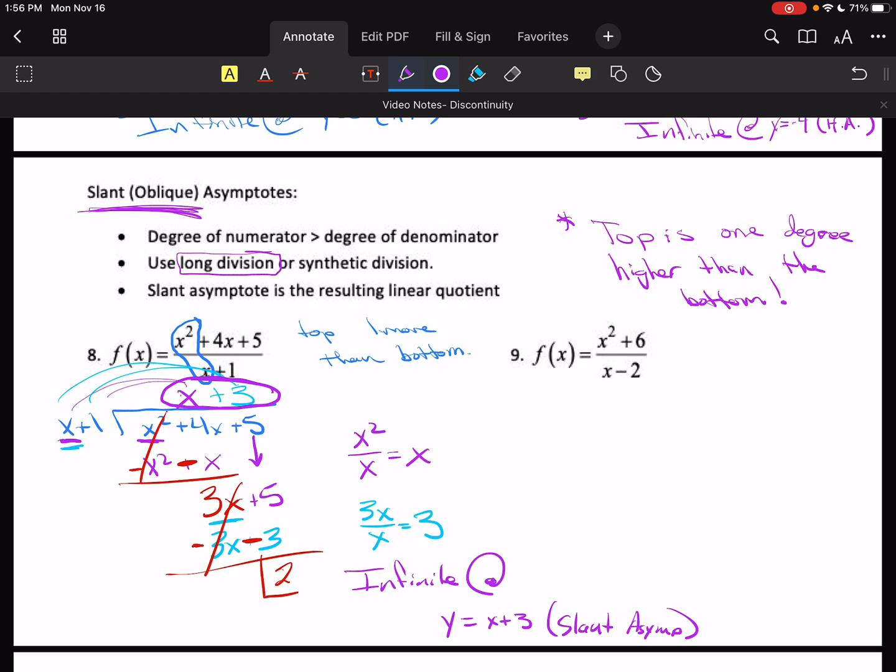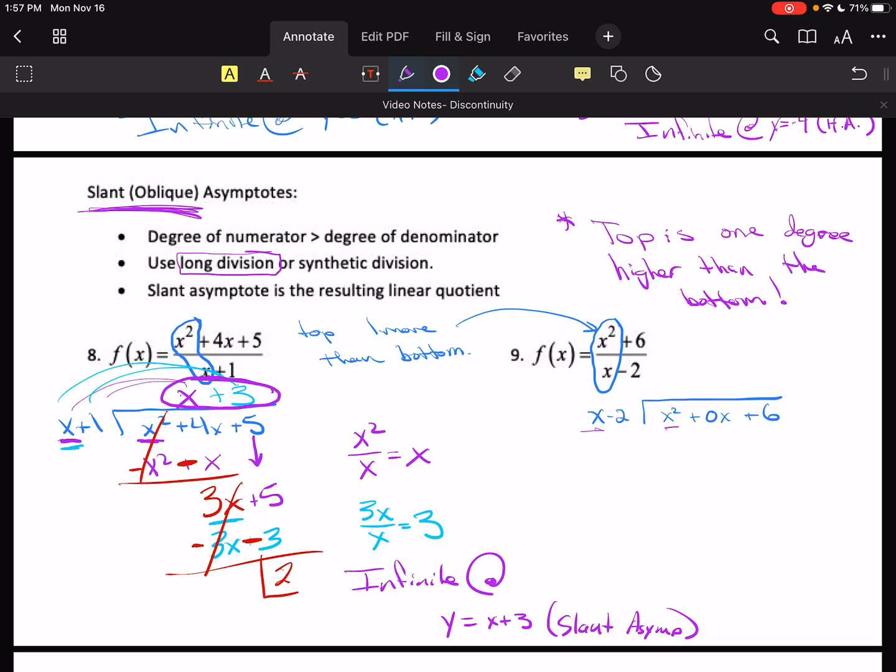All right, let's look at number 9. So, looking at the top and the bottom, I see I'm 1 degree bigger. So let's set up our long division. Now, if I notice the numerator, right, it goes from x squared to 6. Remember, with division, we have to include placeholders of terms that are missing. So I would have x squared plus 0x plus 6.